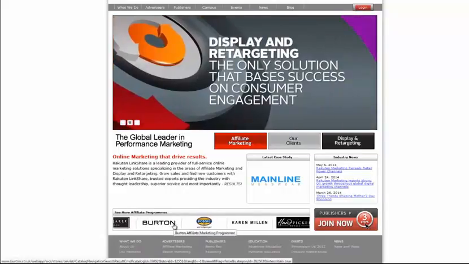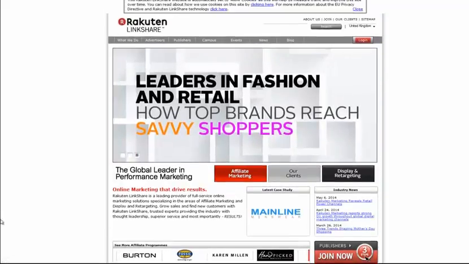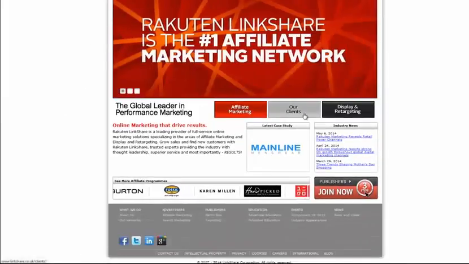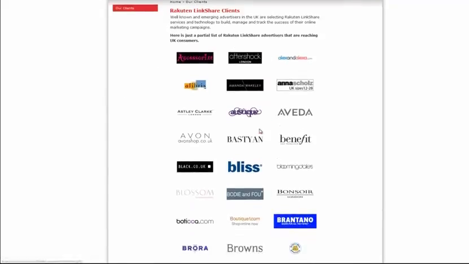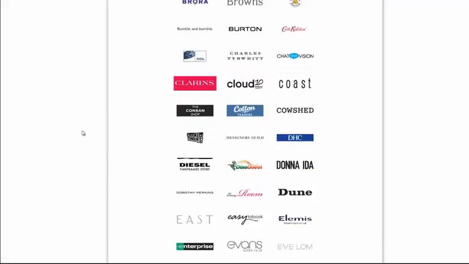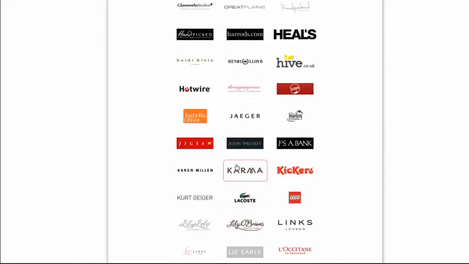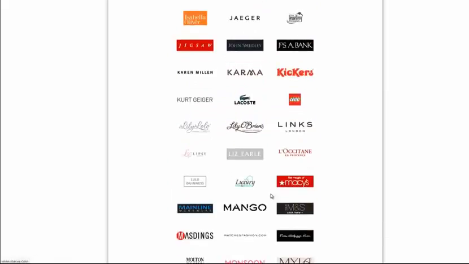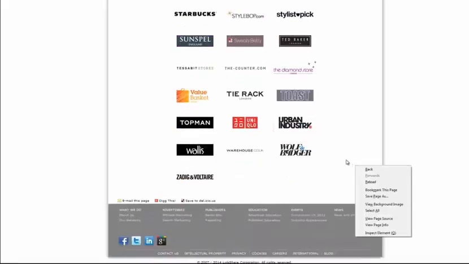And you'd see brands like Nike, even McDonald's, all sorts of brands on here on LinkShare. For example, if we check out our clients, you'll see a whole variety of high street names and brands. Perhaps you won't know a lot of these over in the US, but this is basically enterprise. This is basically a who's who of all the high street stores you'll get. So LinkShare is an interesting one to be involved in.